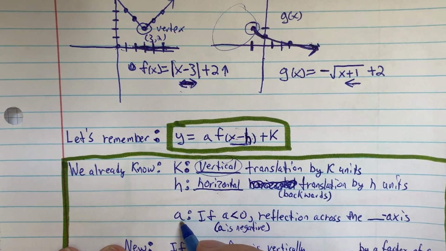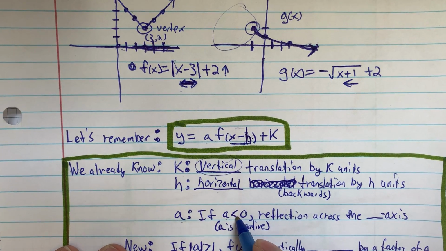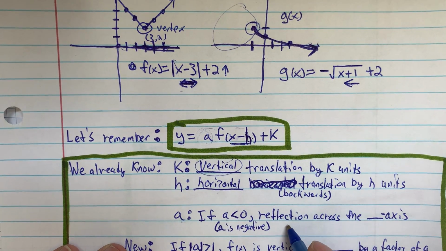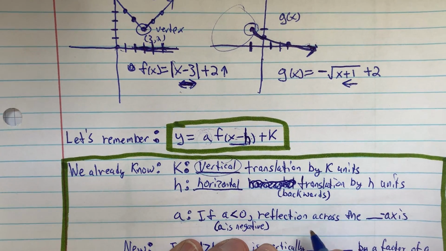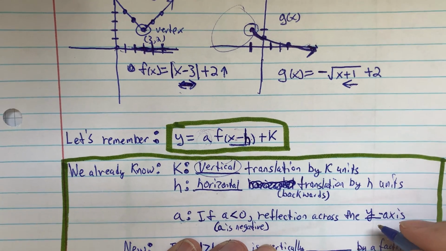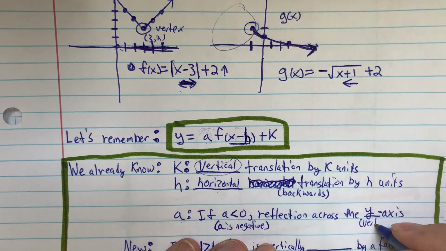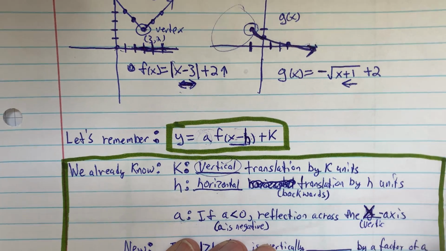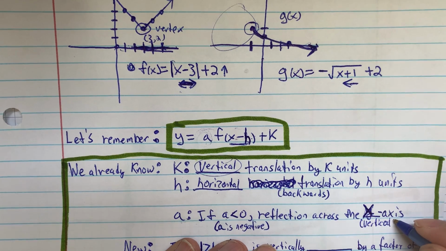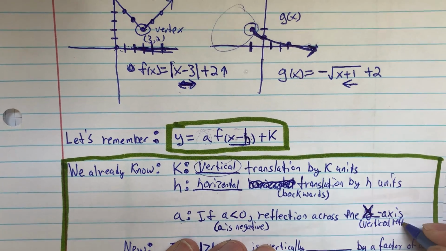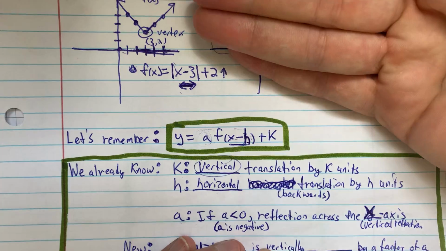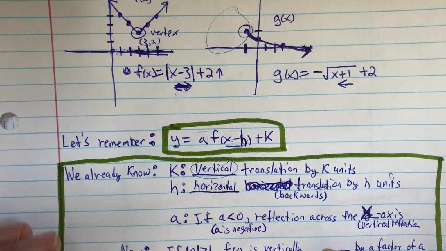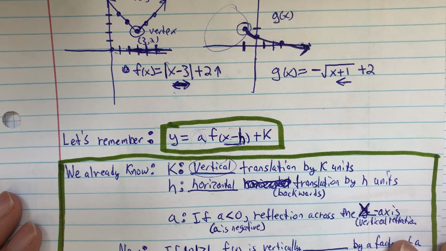And if the a value is less than 0, in other words, if a is negative, if we have a negative sign in the front, that will be a reflection across which axis? It's a reflection across the y-axis. It's a vertical reflection. Oh, sorry. Oh my goodness. The x-axis. It's a reflection across the x-axis, which is a vertical reflection. So that reflects this way vertically across the x-axis. But we have two new things we're going to do.